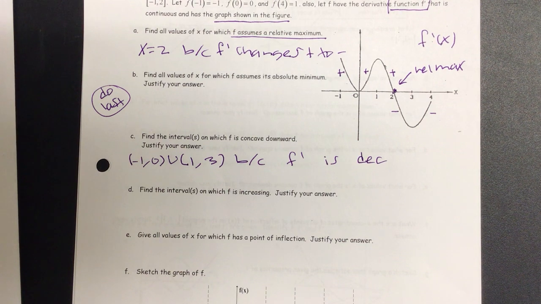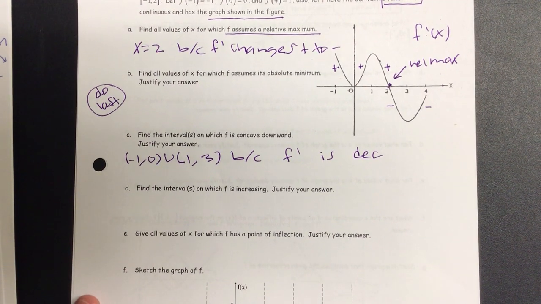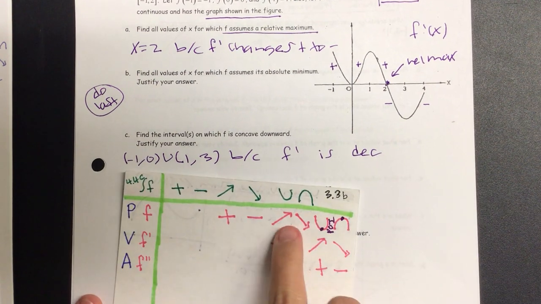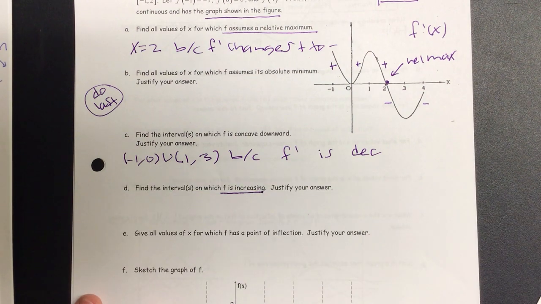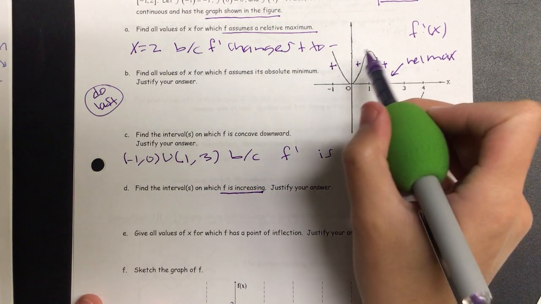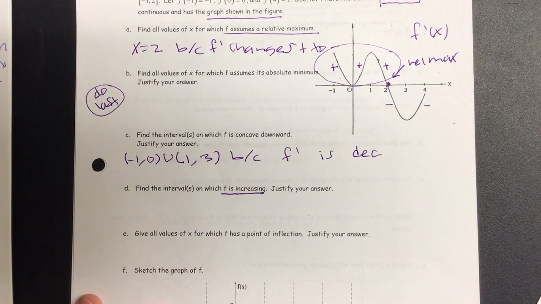Okay, on part D. Julia, let's read part D, please. Find the intervals on which f is increasing. So f is increasing. It's going to increase when f prime is what? Positive. So let's see where I see it positive. All of that is positive, correct? So is that one interval or two intervals?